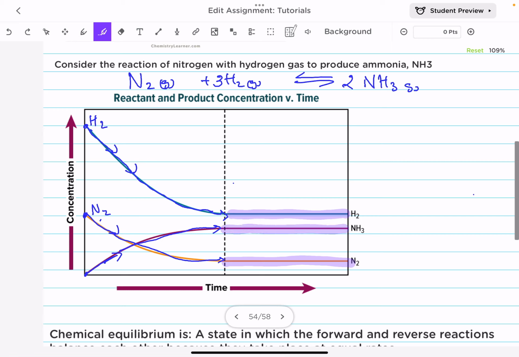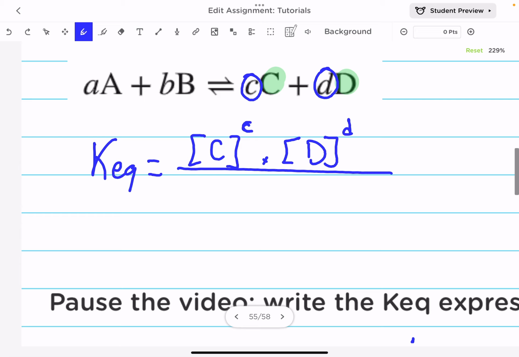Now, sometimes in chemical equations, we have stoichiometric coefficients, numbers to balance. So this number will be written as a power. So the concentration of C to the power of that number written next to it, multiplied by the concentration of D raised to the power of that number written next to it, divided by the concentration of reactants multiplied together.